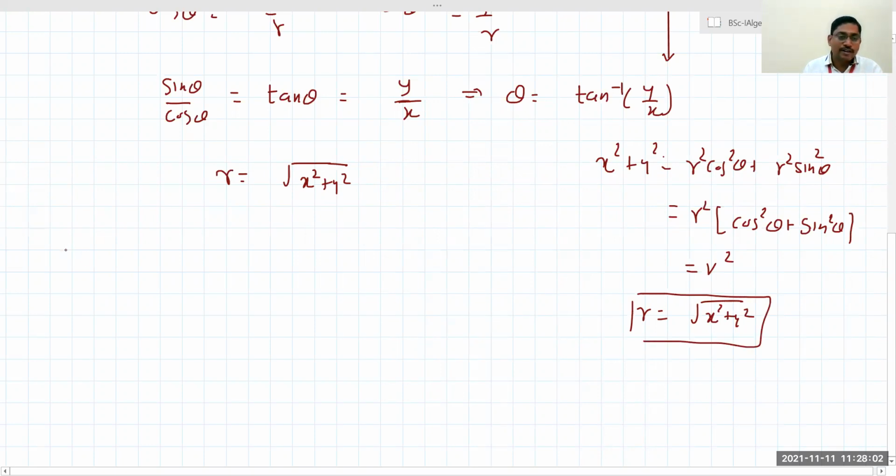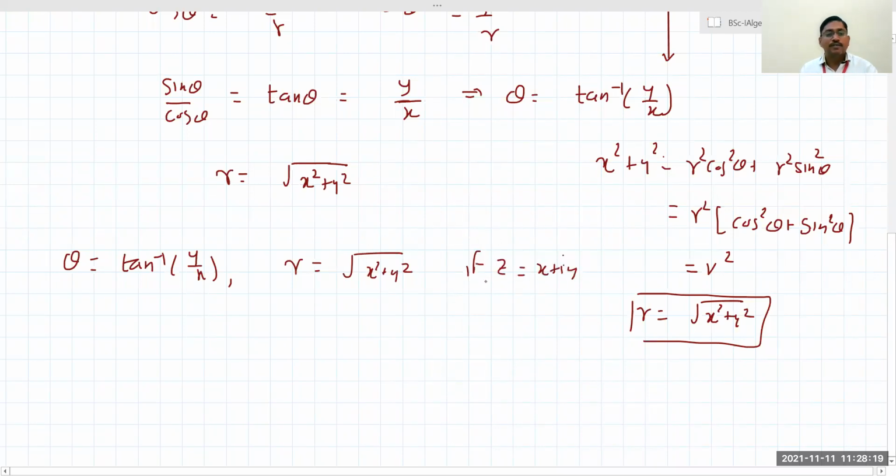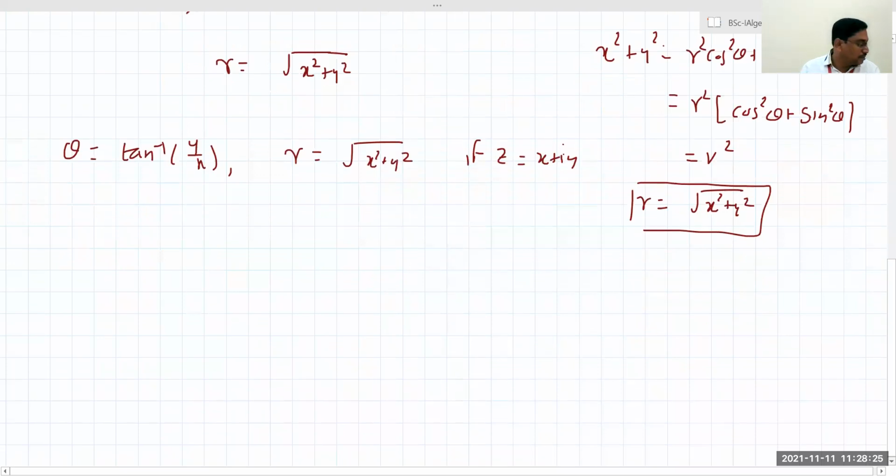So while writing the polar form or standard form, theta is calculated by using tan inverse y upon x, and r, the distance from origin, is calculated as the square root of x square plus y square. If your complex number is x plus iy, and you put the values of x and y in place as r cos theta, r sin theta, that form is called the standard form of the complex number.